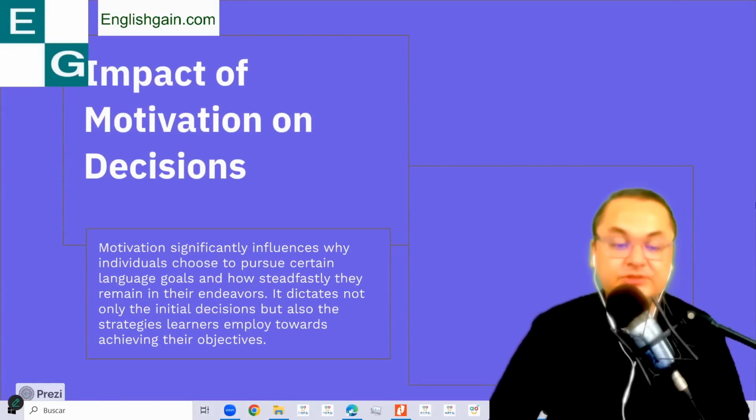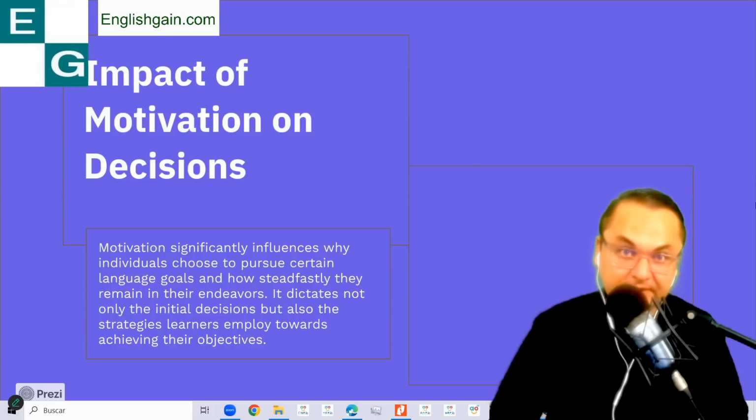So we can say that motivation significantly influences why individuals choose to pursue certain language goals and how steadfastly they remain on their endeavors. I want you to think about this. You will have many students in your classes. Some of them are there because they have to pass an English test so they can have better salaries, obtain visas, and probably they will be motivated by the fact that passing this English test, TOEIC, IELTS, TOEFL, is going to help them get something in return.